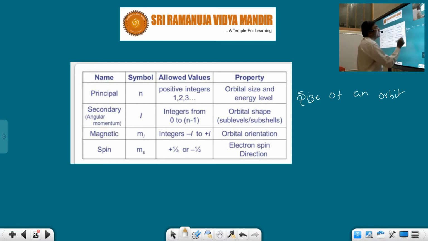Now, what does the L value signify? L value is nothing but the shape of an orbital. Azimuthal quantum number or orbital quantum number. Shape of an orbital. An orbit does not have any shape.